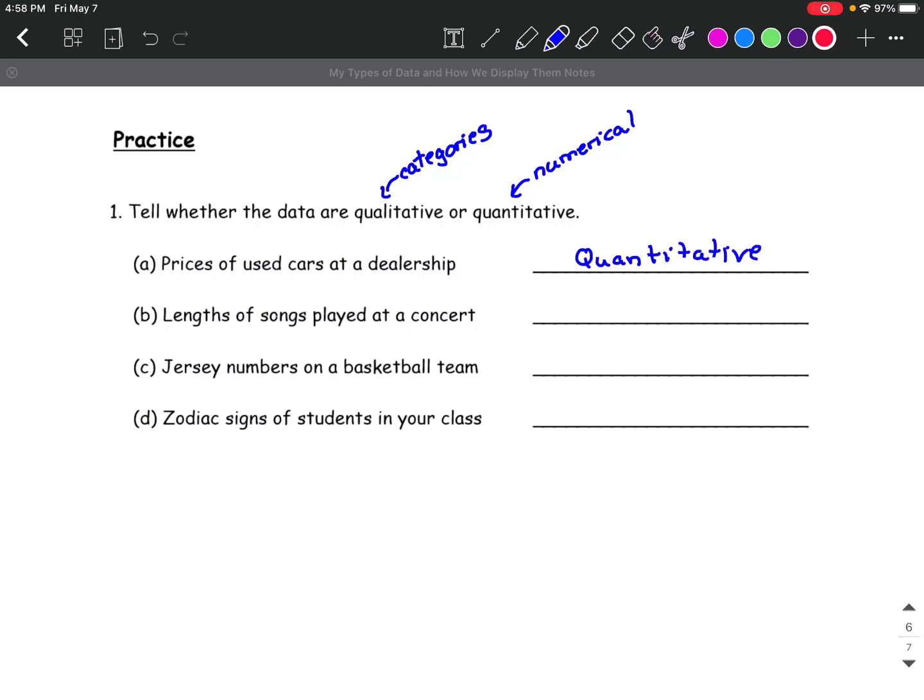Lengths of songs played at a concert. How long a song is, that's another number. That's quantitative. Jersey numbers on a basketball team. Again, jersey numbers, they're numbers. That's quantitative.